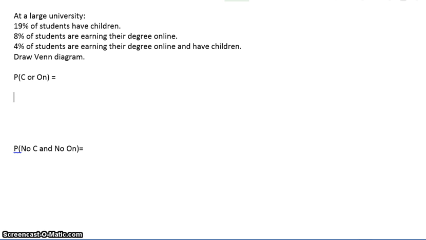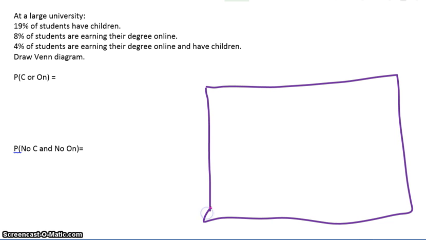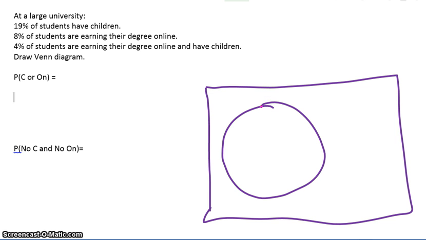In this scenario, at a large university, 19% of students have children, 8% of students are earning their degree online, and 4% of students are earning their degree online and they have children. We'll start by drawing a Venn diagram. This is then the entire sample space in the box. We will then draw a circle for each one of our events.